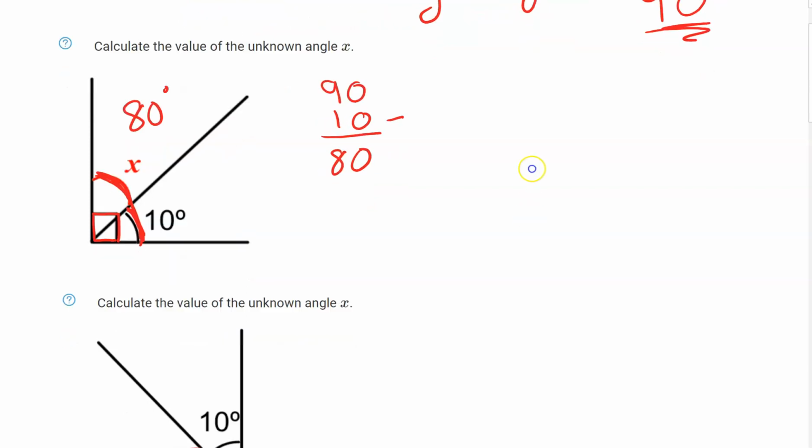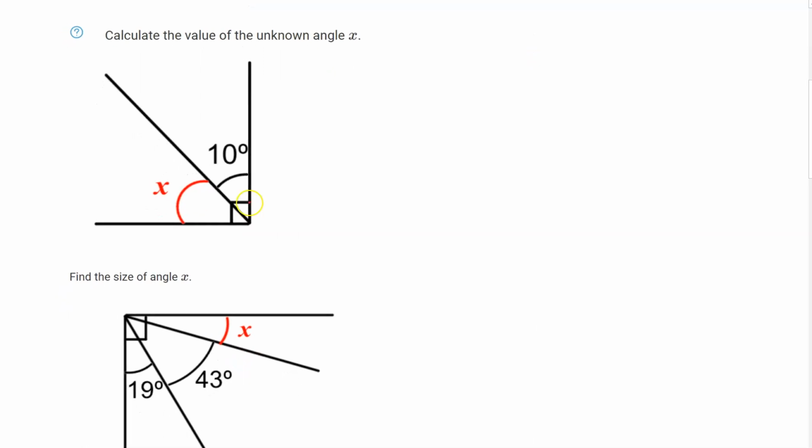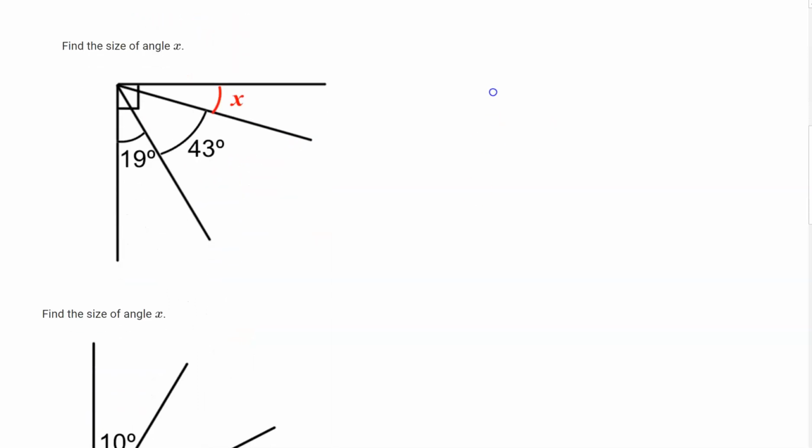That's it. It's simple. And it doesn't matter which way around it is. That box in the corner just shows me that it's got to make 90. So if I've got 10 here, this one's the 80 this time, because 80 and 10 make 90. You can cut it up into however many bits you like.